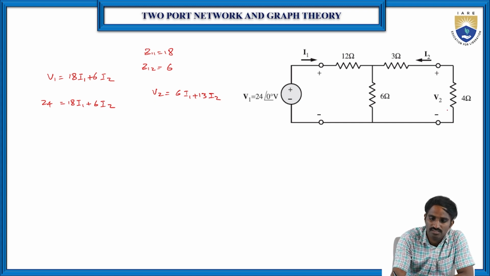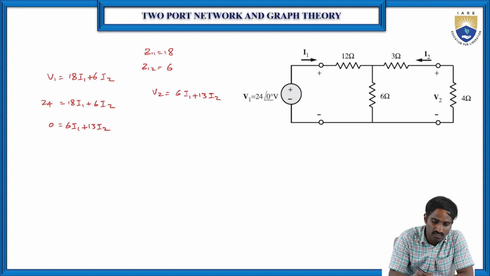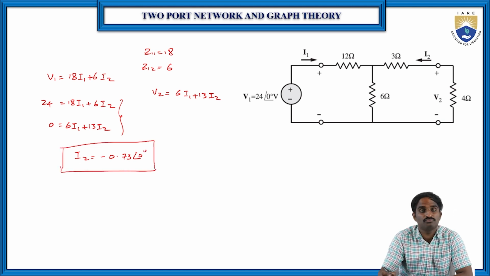Here, because V2 is 0, in the first case we are making it 0. So 0 is equal to 6I1 plus 13I2. Then here we have two equations. By solving these two equations, we can find the I1 and I2 values. You can find the value of I2, which is equal to minus 0.73, of course at an angle of 0 degrees. So this is how we can find the value of I2.